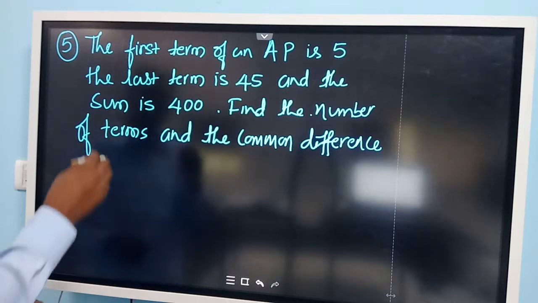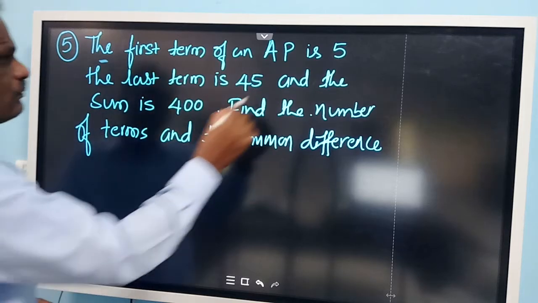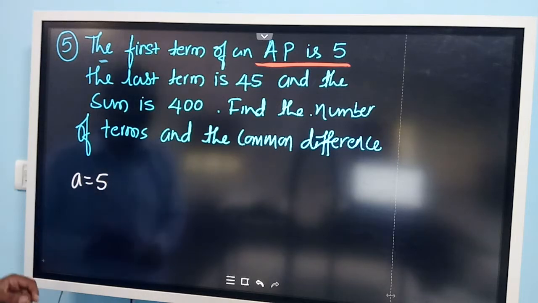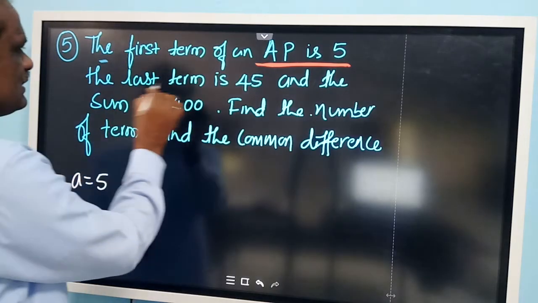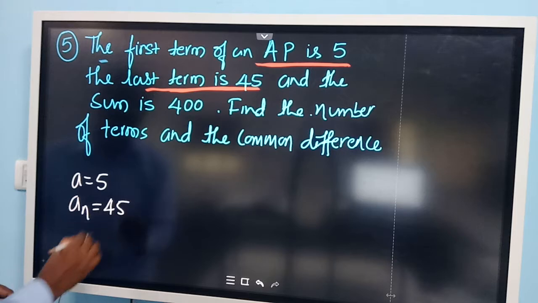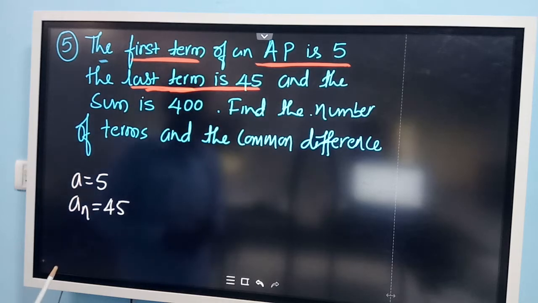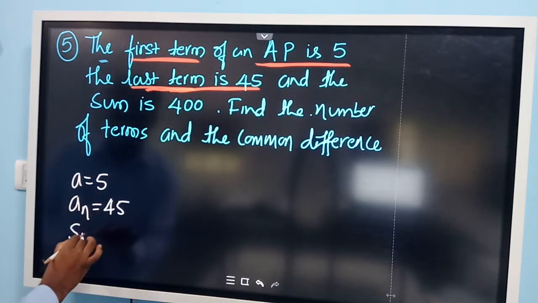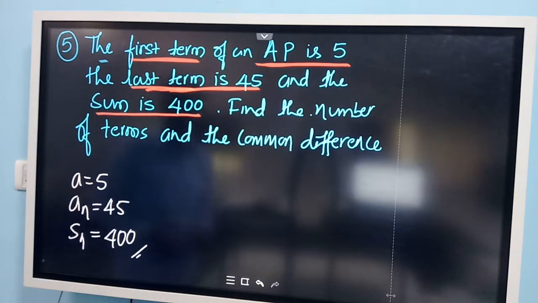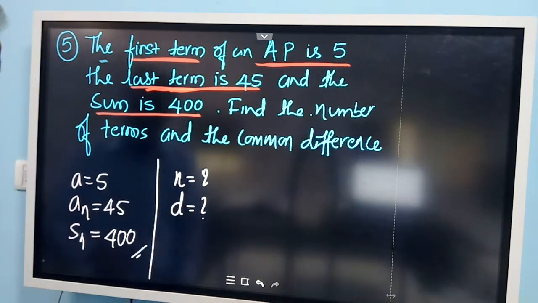Let us collect the details from this question. The first term of an AP is 5. So that means you can write here a is equal to 5. First term is a, and the last term is 45. That means an is 45. First term is given, and the last term is given. And the sum is 400. That means Sn is 400, the sum of all the terms. Find the number of terms and the common difference.